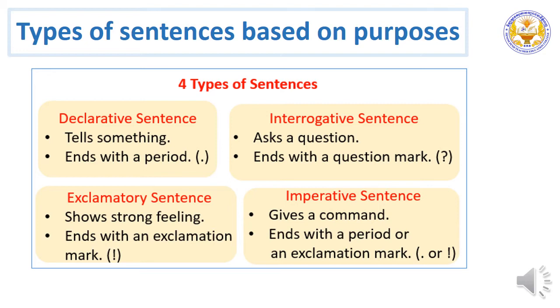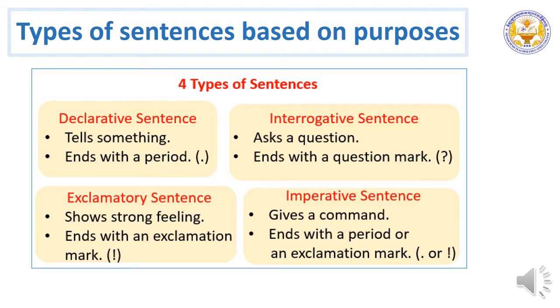And when you want to ask questions, you will use an interrogative sentence, which ends with the question mark. And another kind is the exclamatory sentence. We use this sentence when we want to show strong feeling, and this sentence ends with an exclamation mark. The last kind is the imperative sentence, the kind of sentence that we use to give a command. And normally we do not have the subject. We can use a full stop or exclamation mark for these kinds of sentences.